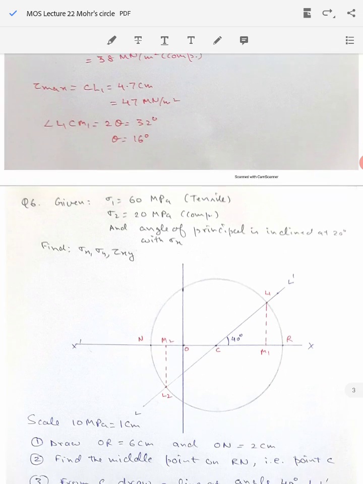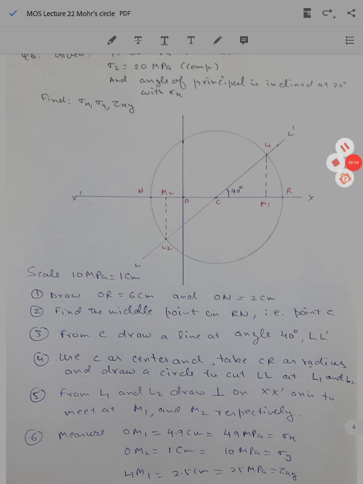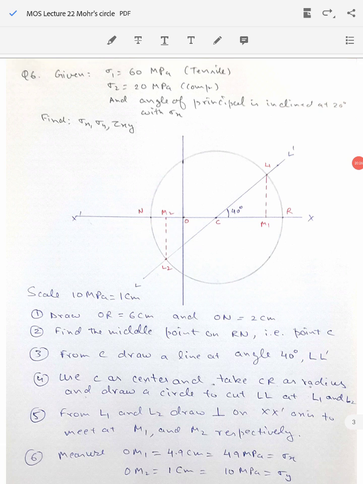Now let's look at another example. In the previous two examples that we did, we were given straight away the values of sigma x, sigma y and tau xy, and we were supposed to find the principal stresses, their plane angle, and the maximum shear stress value. In some other cases, you may be provided some other data. For instance, you may be given the value of principal stresses and the angle at which they are acting, and you need to find the state of stress. That means you need to find sigma x, sigma y and tau xy, which are not given to you. So this is a kind of reverse problem here.